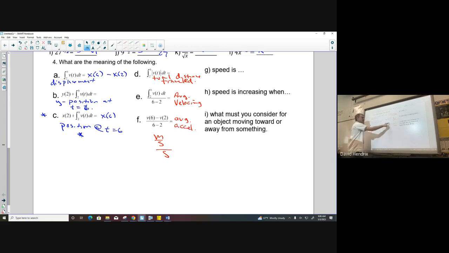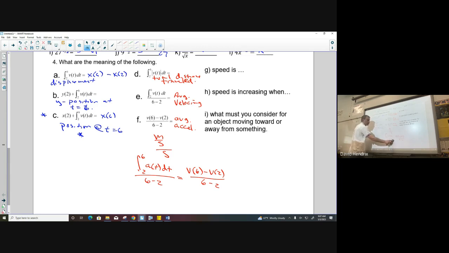Realize you could get this exact same thing if you did the integral from 2 to 6 of our acceleration over 6 minus 2. Because realize this is just the antiderivative. The antiderivative of our acceleration is going to be our velocity. So velocity at 6 minus our velocity at 2 divided by 6 minus 2.